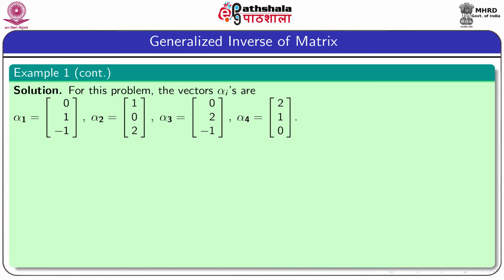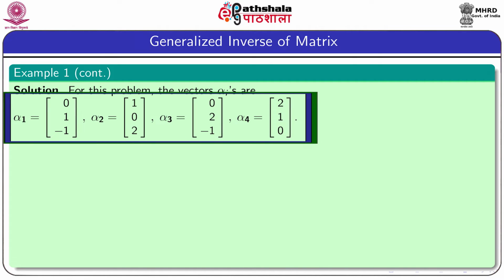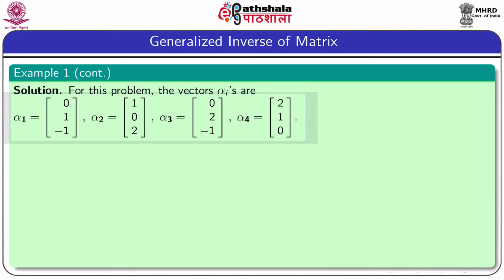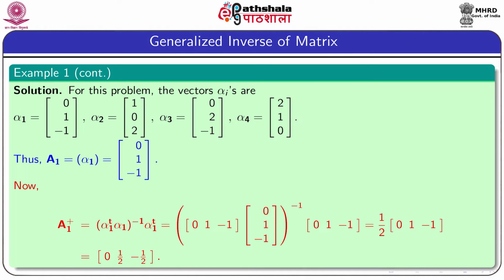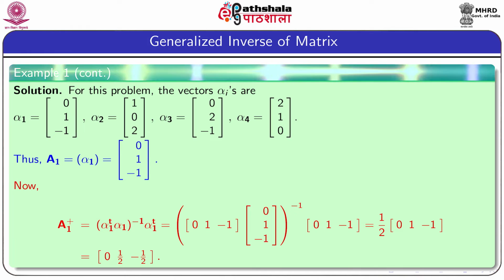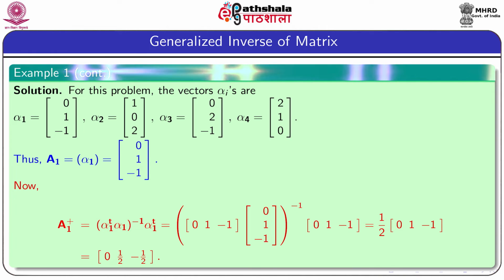For this problem, the vectors are alpha 1 equal to 0, 1, minus 1, alpha 2 is 1, 0, 2, alpha 3 is 0, 2, minus 1, and the last vector alpha 4 is 2, 1, 0. Here A1 equals alpha 1 equal to 0, 1, minus 1, which means A1 is a non-null matrix.